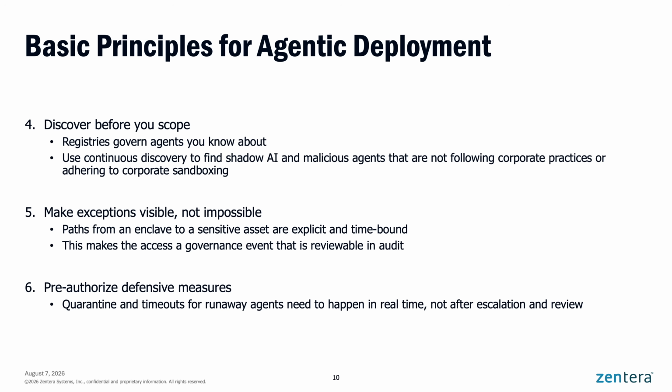Make the exceptions visible, but not impossible. Paths from an enclave to a sensitive asset can be made explicit and time-bound. This makes the access a governance event that is reviewable in an audit. Pre-authorize the defensive measures. Quarantines and timeouts for runaway agents need to happen in real time, not after escalation and review. Agentic workflows are new. They are often complex, but they can be controlled.